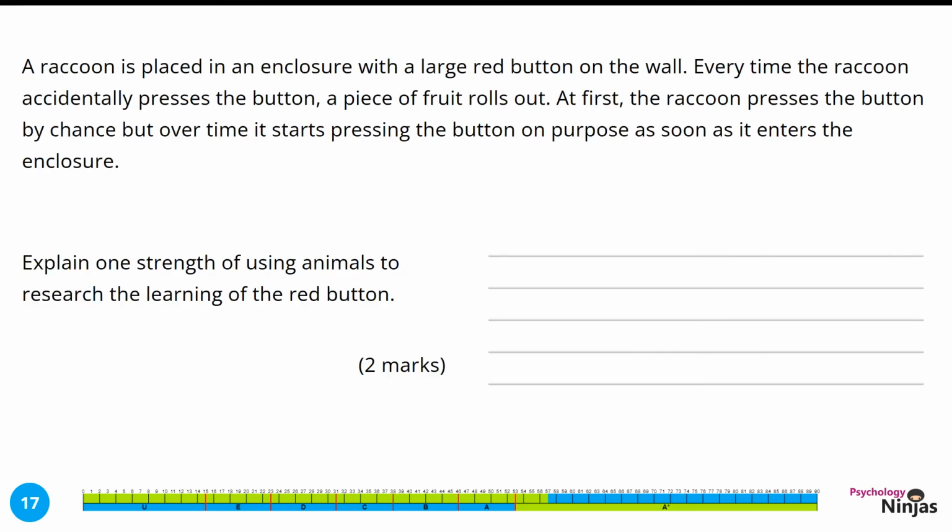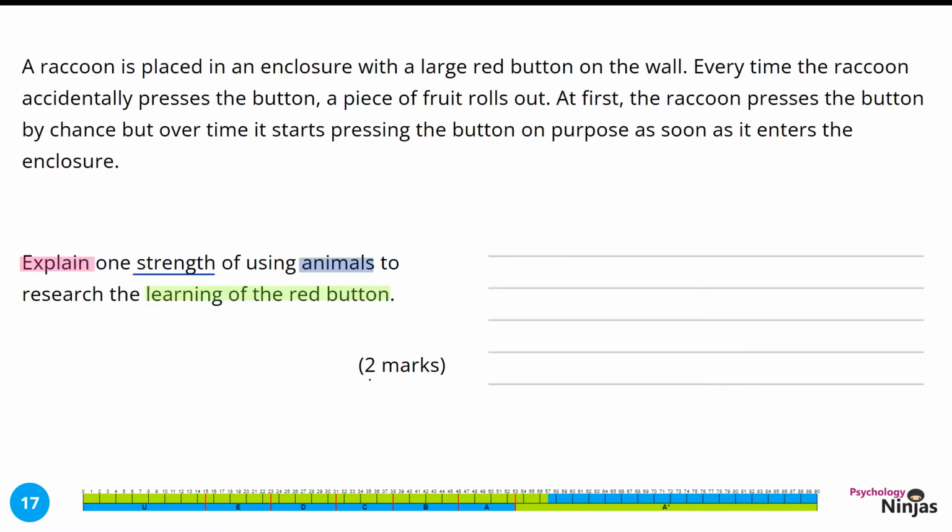2 marks. Here we have the command word explain, which means we need to give a detailed and extended response. The focus for this question is about using animals within research, and we specifically need a strength of animal research. However, this is made a bit more complicated because we have a stem question, so our strength needs to be linked into learning the red button and the aim of this particular research.